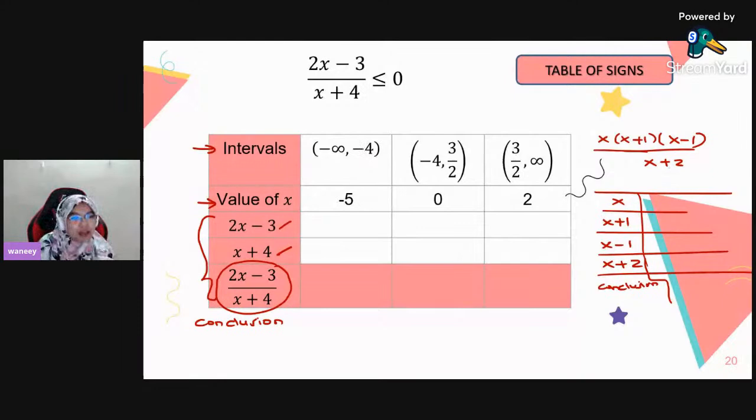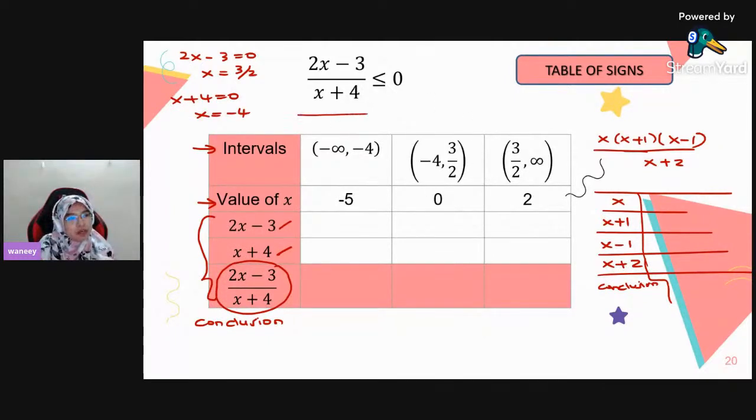How do we get our interval? Okay, you need to know what are the critical value first. So kita kena cari dulu setiap satu tu kita samakan dengan kosong, cari critical value dulu. Okay, so you're gonna let 2x minus 3 equal to 0. So x will be equal to 3 over 2. And then x plus 4 equal to 0, x will be equal to negative 4.